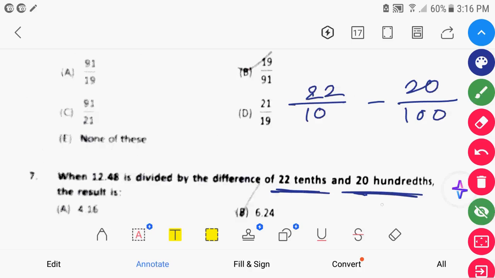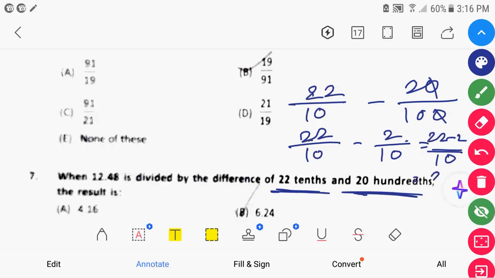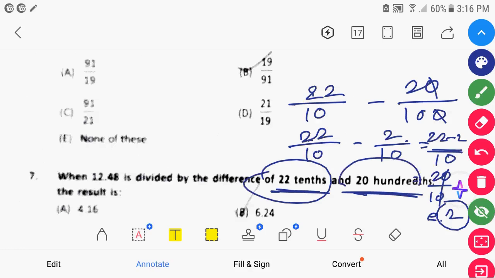Now their difference. Now see, the 0 0 from 20 upon 100 will get cancelled. So what is remaining? 22 upon 10 minus 2 upon 10. Now the base is common, so the common base is written once, and 22 minus 2. So 20 upon 10 is equal to 2. So the difference between 22 upon 10 and 20 upon 100 is 2.